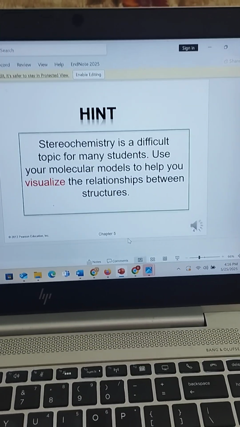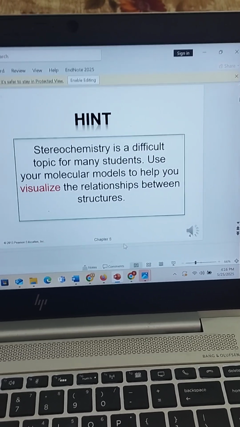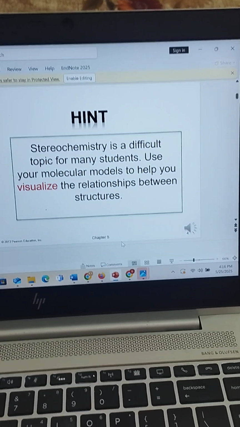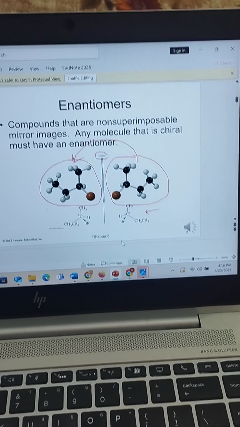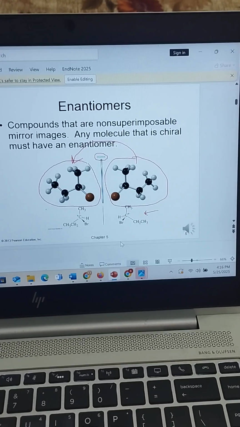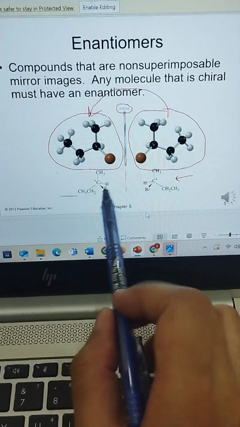Stereochemistry is basically a difficult topic for students, and we have to realize it with the original molecules, but we will try to understand from the 2D molecules as well. So enantiomers are basically molecules which are non-superimposable on each other. So let's understand from this example.